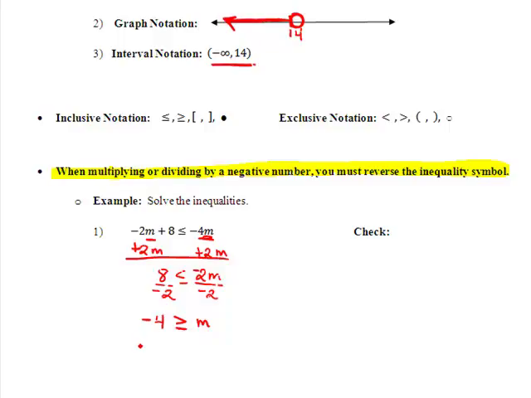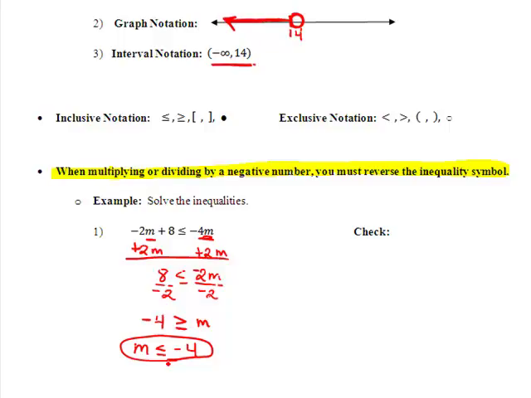But I'm going to rewrite this just a little bit, and it's something that you want to get in the habit of doing, and that's always putting your variable first. So instead of negative 4 is greater than or equal to m, I'm going to write it as m is less than or equal to negative 4. Notice that the inequality is still opening up to the negative 4. We didn't change the meaning of the inequality. We just rewrote our answer a little bit to make it look nicer.